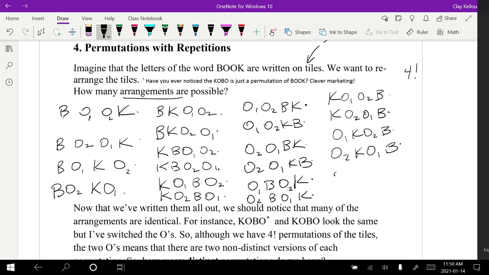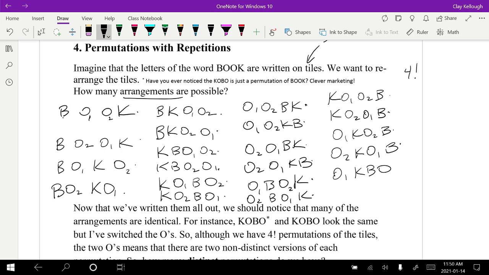OKBO. There it is. Oops. Whoa. OKBO. And OBKO. 1, 2, 2, 1. I think that takes me to 24, right? I was 4 short. So there we go. 24. We're done. Equals 24.